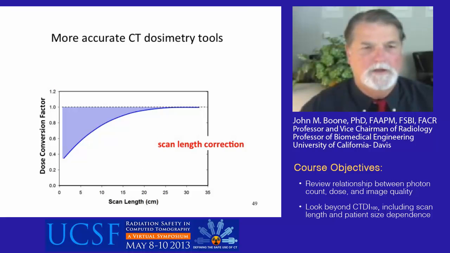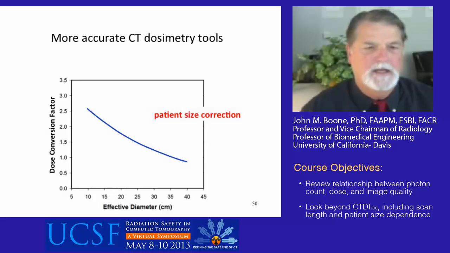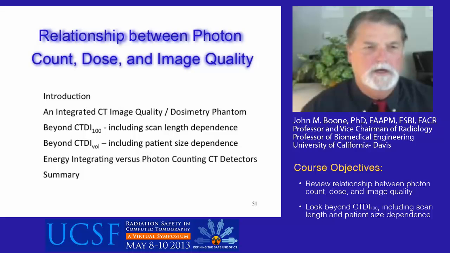For more accurate CT dosimetry tools, we have dose conversion factors that take into consideration scan length corrections, and also that take into consideration the patient size correction. So we hope that these phantoms and the techniques discussed in this talk will lead to better dosimetry, and knowing the doses, we'll be able to do protocoling such that we can reduce radiation doses when and where appropriate.